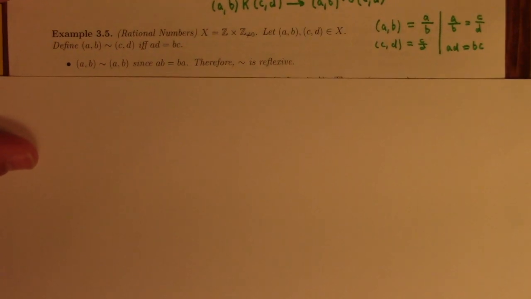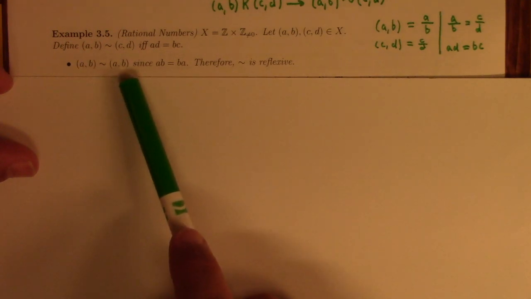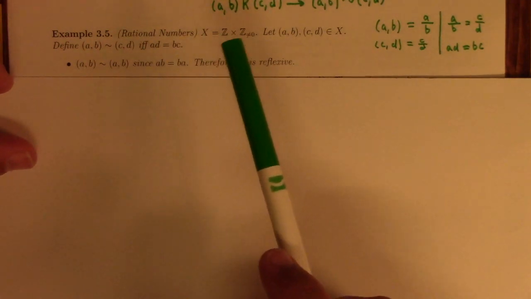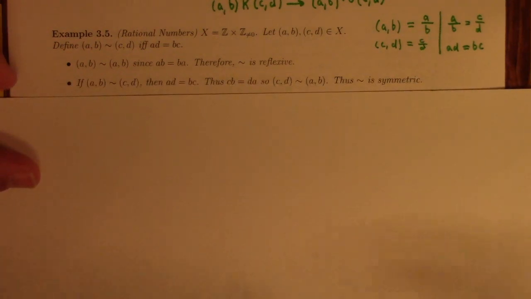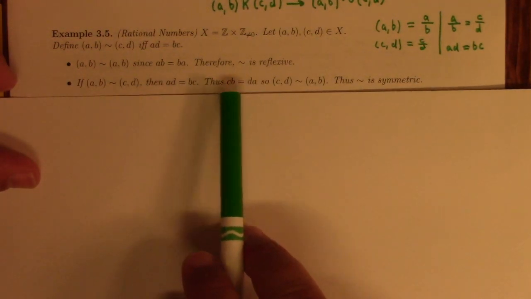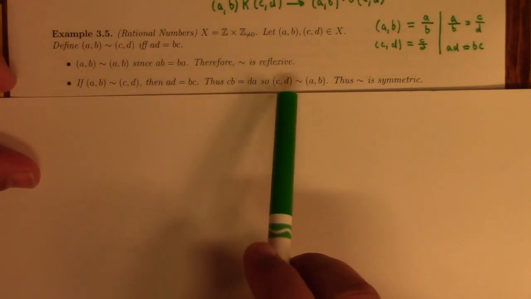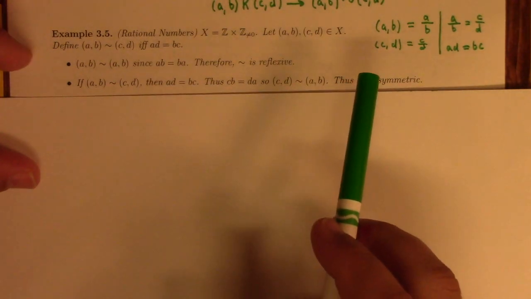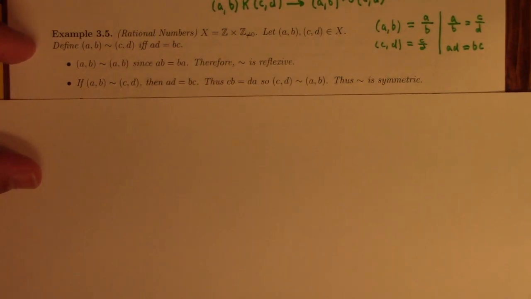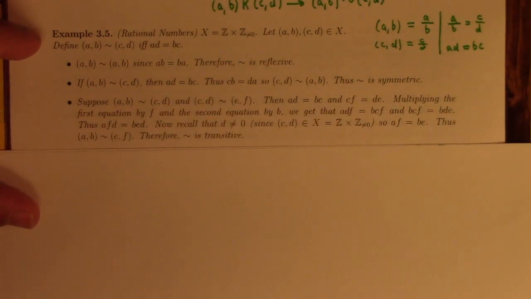Okay, so is it an equivalence relation? Well, yes it is, because A,B is related to A,B because AB is equal to BA. So it's reflexive. If A,B is related to C,D, that means AD is equal to BC, but that also means CB is equal to DA, which shows you that C,D is related to A,B, so it's symmetric. And also it's transitive. All right, so there's the argument for that.